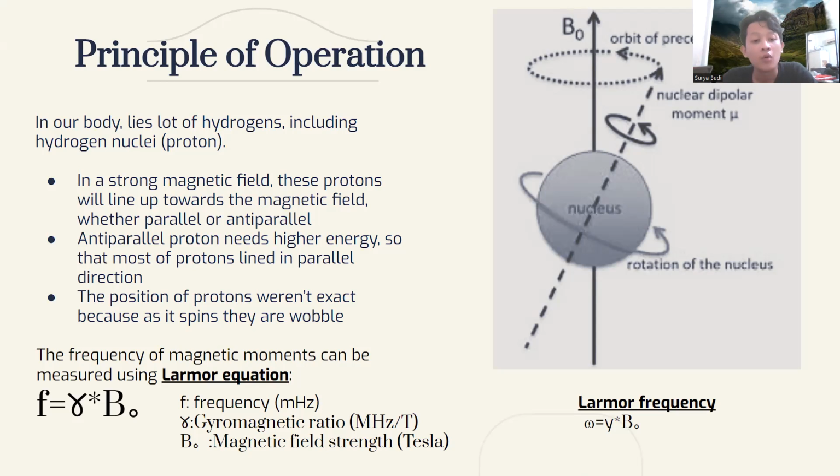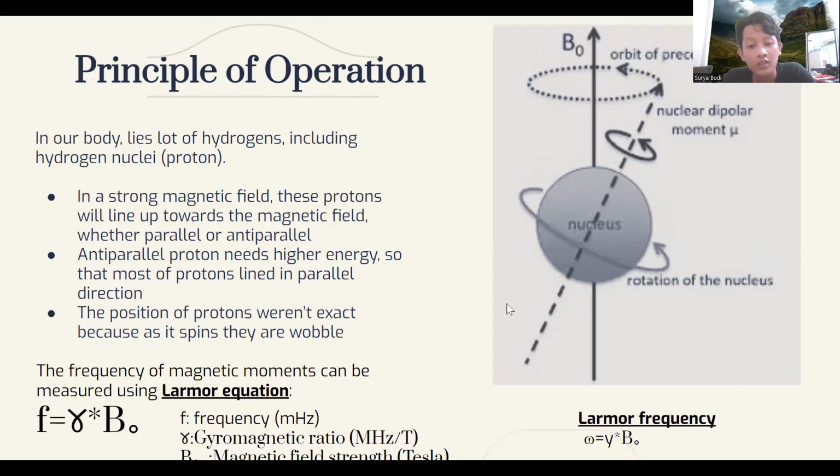And the frequency of the magnetic moments can be measured using the Larmor equation. f = γB. f stands for the frequency in the unit of megahertz, and gamma is the gyromagnetic ratio in megahertz per Tesla. And B stands for the magnetic field strength, which has the unit Tesla. And the Larmor frequency can also be expressed as ω = γB.